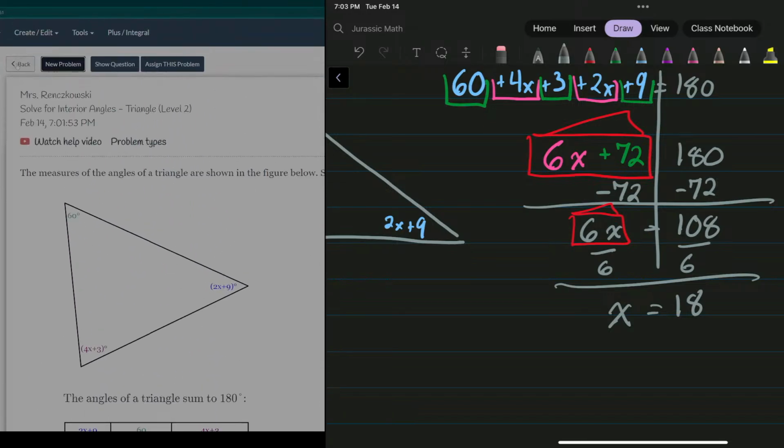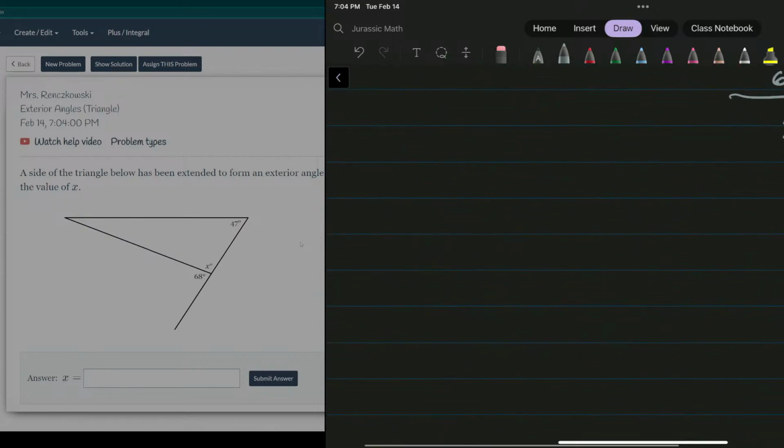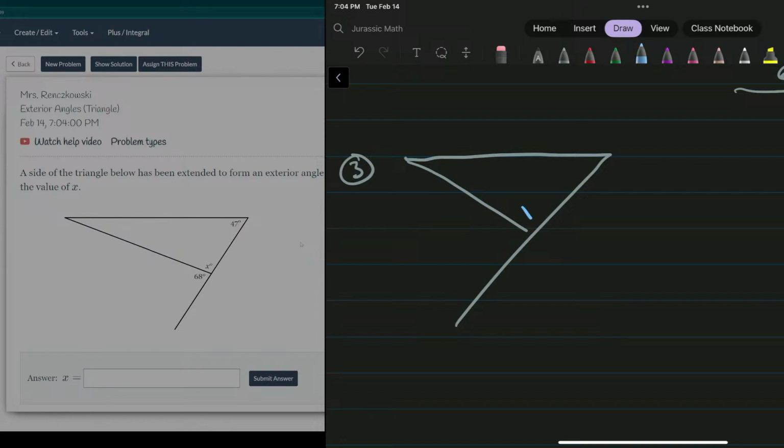All right. Example number 3 is talking about the exterior angles of a triangle. This we covered on Tuesday as well. We will be going over it Wednesday. And here is our problem. So number 3. They gave us this triangle. They said this is x degrees, this is 47 degrees, and this is 68 degrees.